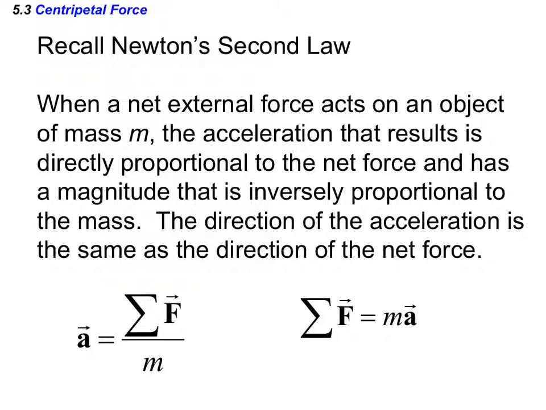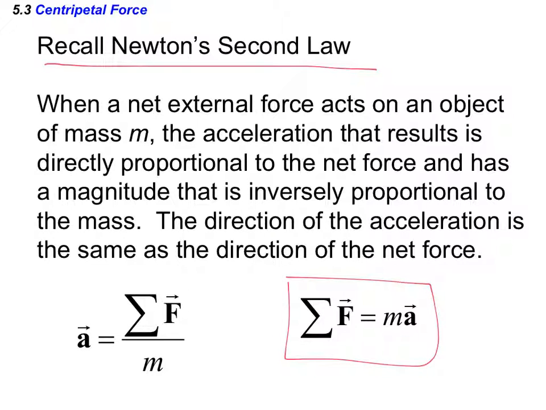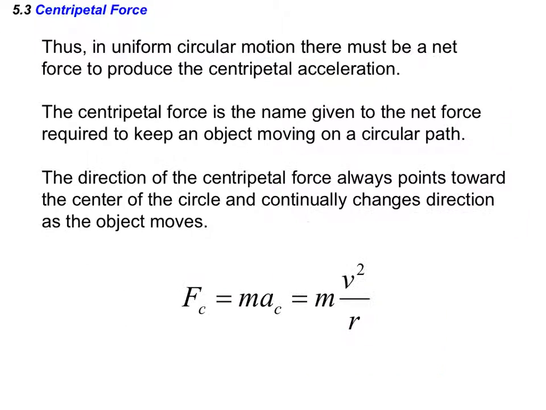Anytime there is an acceleration, we can obviously bring in Newton's second law: the sum of the forces acting on an object is equal to its mass times acceleration. Therefore, its acceleration is the net force divided by the mass. And this also tells us that the acceleration is in the same direction as the net force. Therefore, we can apply it to circular motion, and so the centripetal force is going to equal the mass times v squared over r.